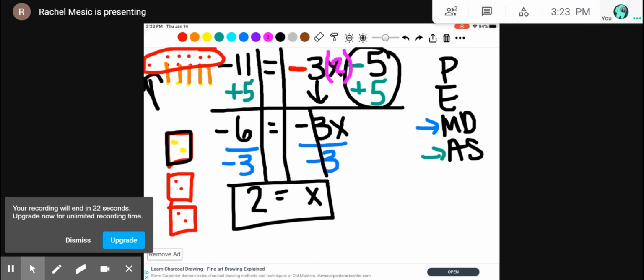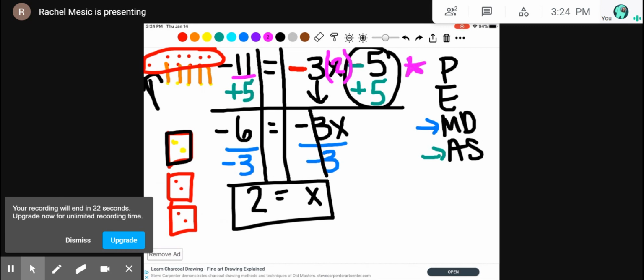Let's just double check that answer. So if I put 2 in for x, I have negative 3 times 2, which is negative 6, and negative 6 minus 5 more. Ooh, that's a horrible day. That is negative 11. So yes, that is correct.